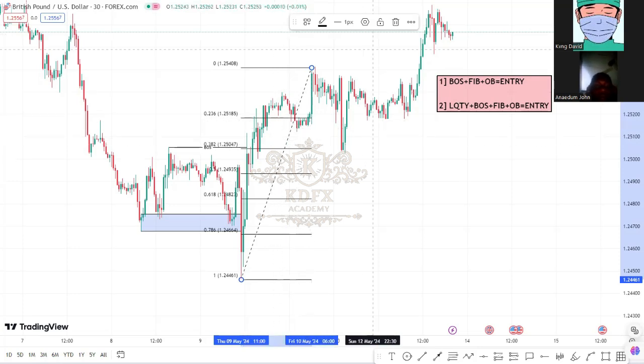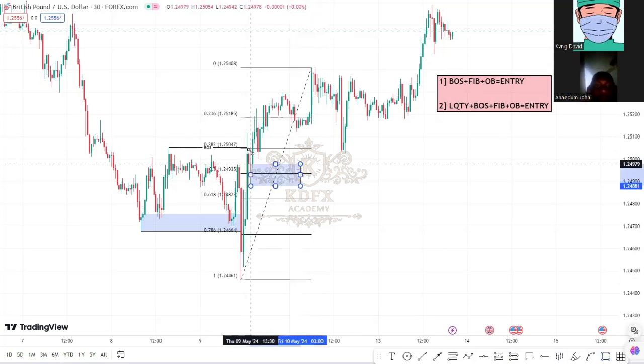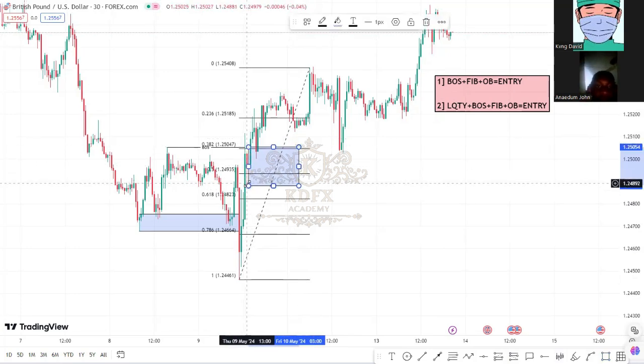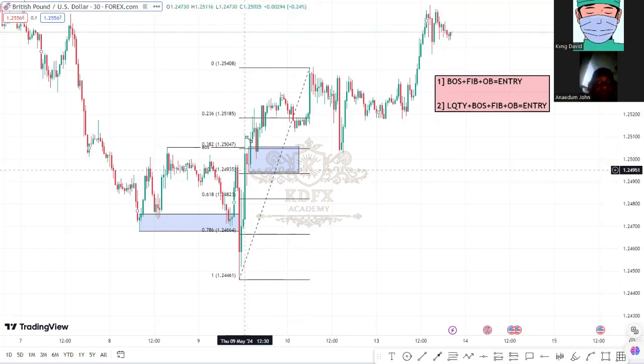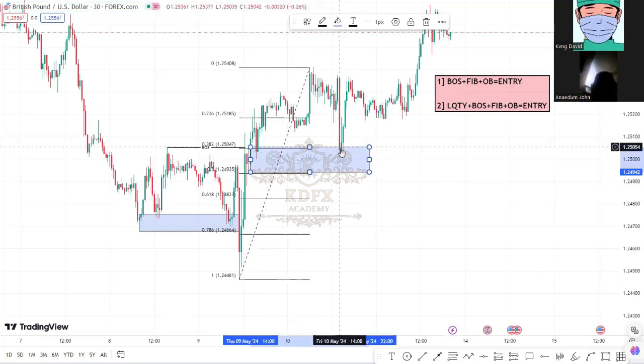So let me mark the order block in that zone. This is the order block here. And that 61.8 level, no, it's this one, because the order block is the last bearish candle before the breakout. That is it. And this is the last bearish candle before this breakout. So let's check, maybe we are correct. So this order block now, if we draw it well, did we get the entry? You see, it's sniper entry.